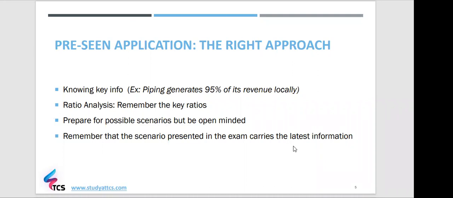So just because you go through our annotated pre-seen or our additional content such as the financial analysis slides, top 10 issues and industry analysis, it does not mean that you can pass the exam, because the questions or the scenarios presented in the exam carry the latest information. So you need to be open-minded at all times in order to pass the MCS exam. That's what we wanted to highlight.